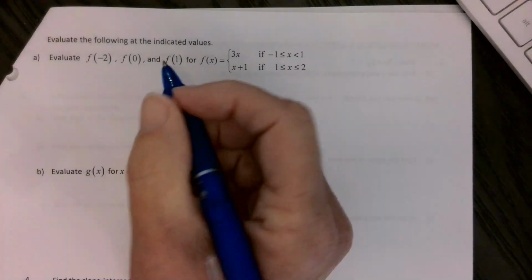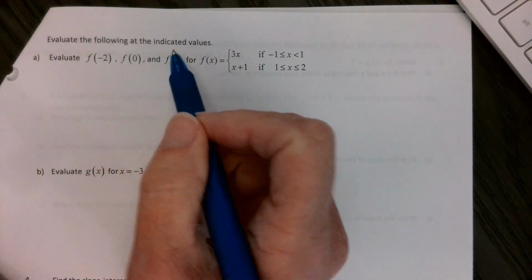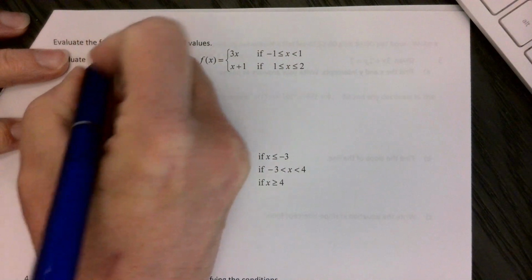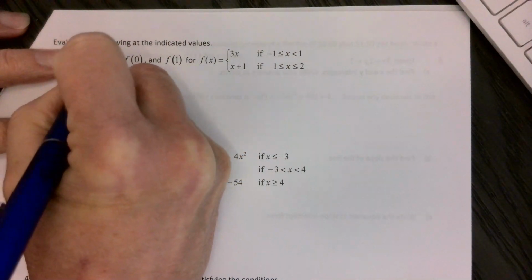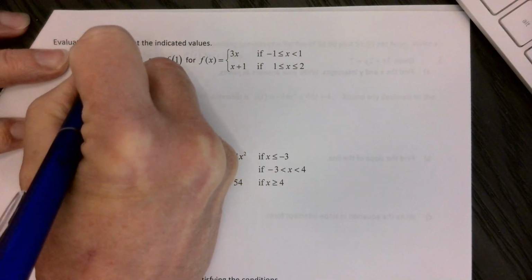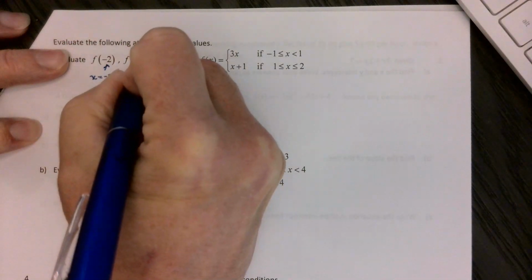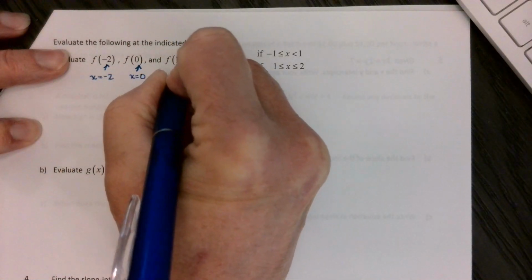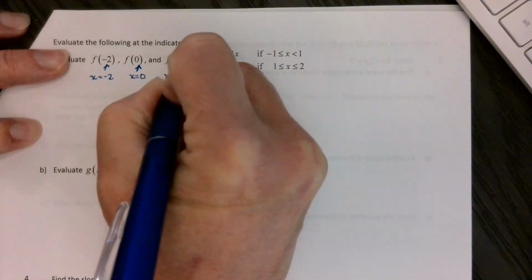Okay, now we're going to move on to evaluating piecewise functions. Okay, what you have to do, again, you've got to remember, here x is equal to -2. This means x is equal to 0. This here, x is equal to 1.